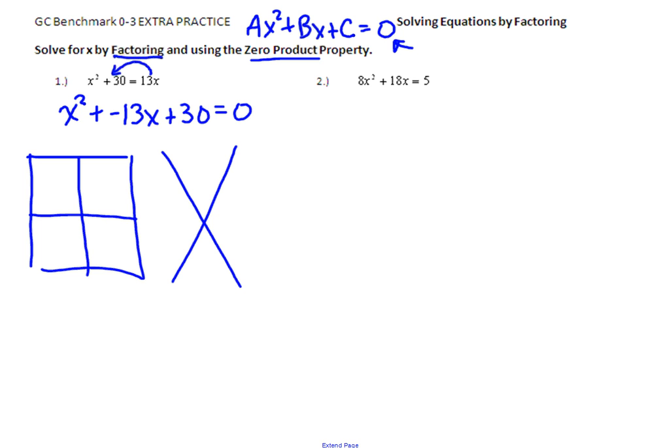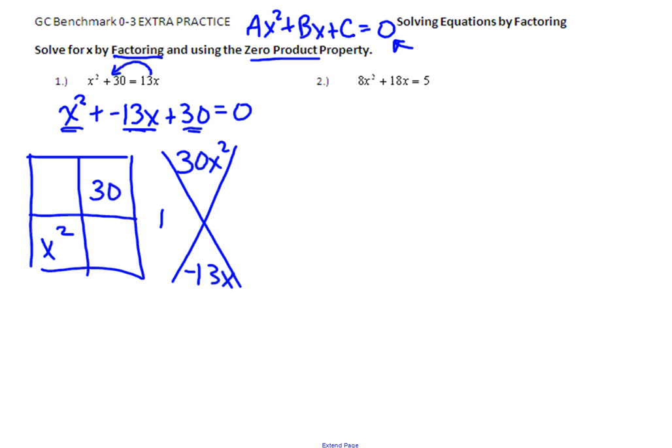We draw this box out, we put the x squared, the first term there, the last term up here, multiply them together, and put them up there, and then the middle term is down here. And then you think in your head, well, what two things multiply to give me 30, but add or subtract to give me 13? So you're running through the factors, like 1 and 30, and 2 and 15, and all that. Now 2 and 15 would work, because 15 minus 2 is 13.